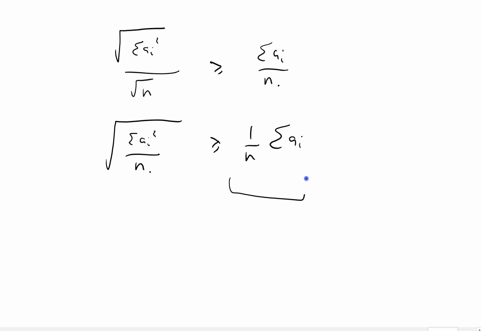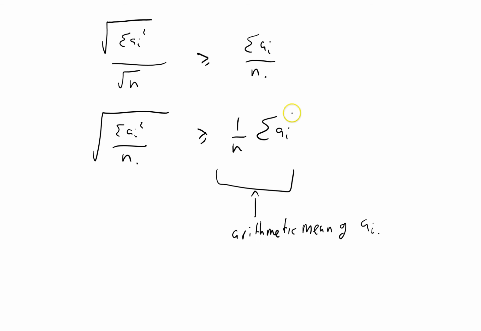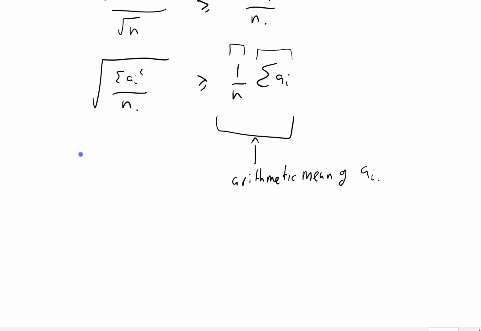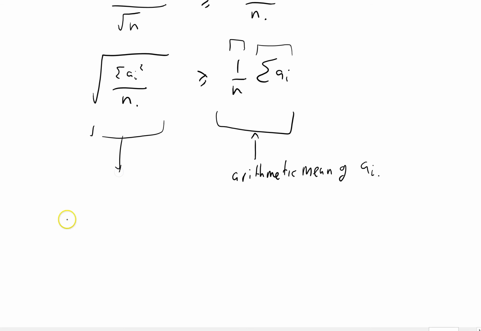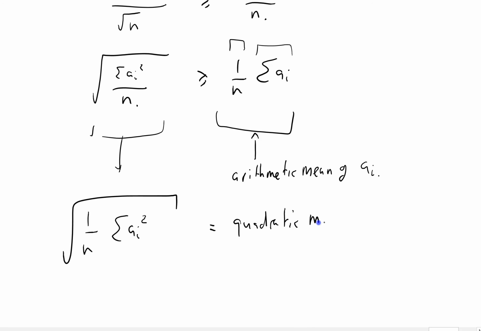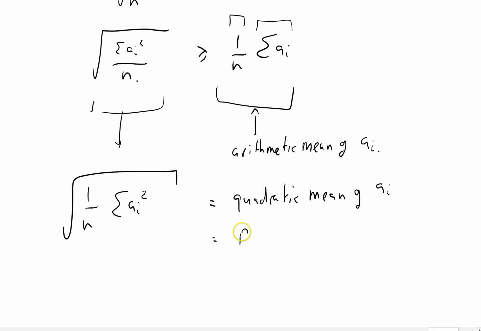And it should be obvious to you that this thing here is the arithmetic mean of the a's, because I'm adding them all up and dividing by how many I've got. This thing, the square root of 1 over n times sigma ai squared, is the quadratic mean of the ai's. Sometimes you'll see it called the root mean square, or at least that's how it appears in electrical engineering.